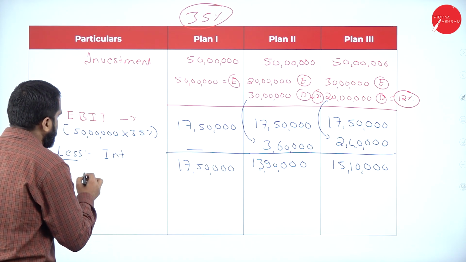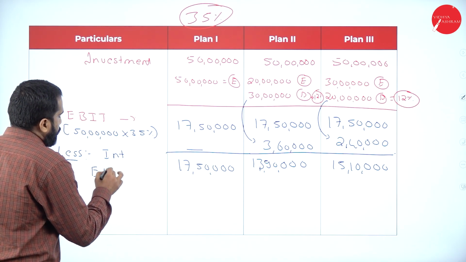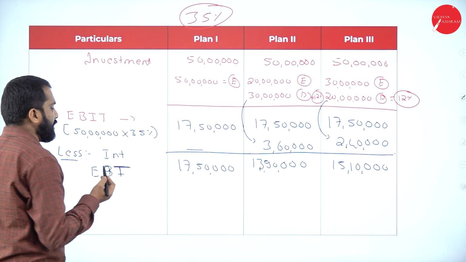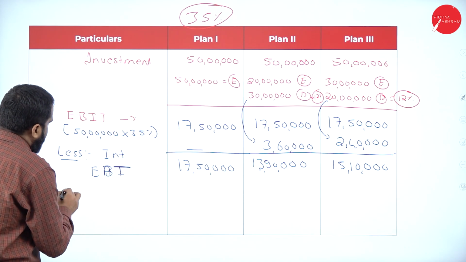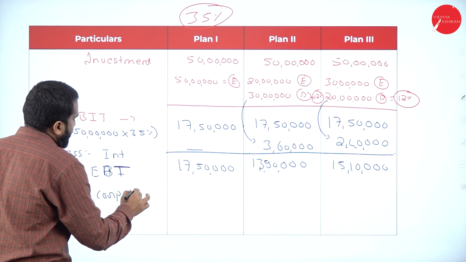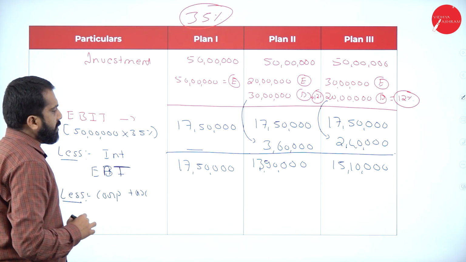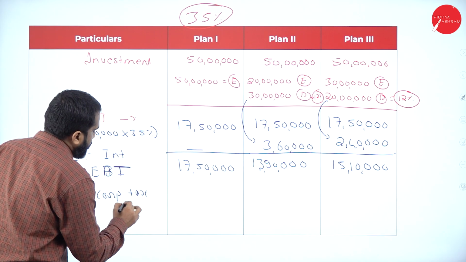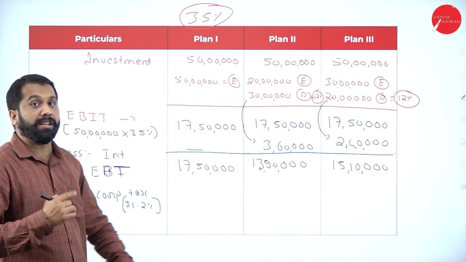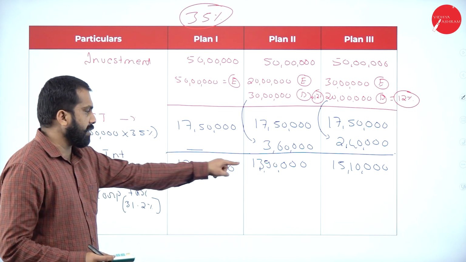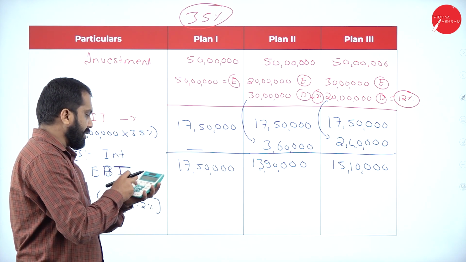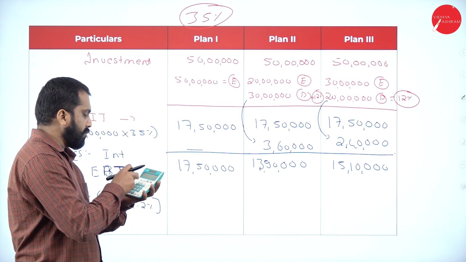This is what? Earning after interest or earning before tax. Anything you can write. Now, minus what? Corporate tax. So what is your corporate tax? On this, how much are you supposed to find out? 31.2%, the same percentage. But the value will change. Why? Because your answers have changed. On this, 17,50,000 multiplied with 31.2%.